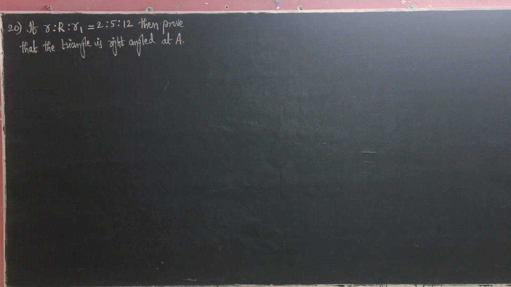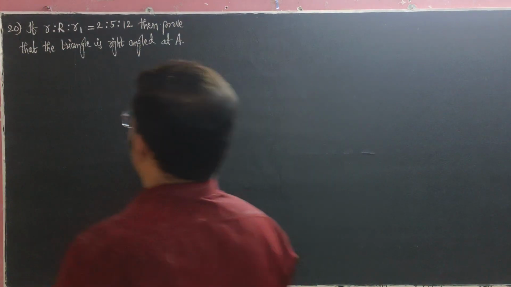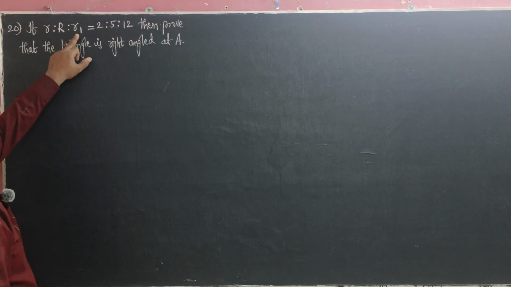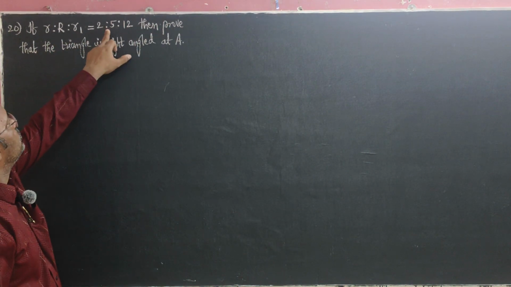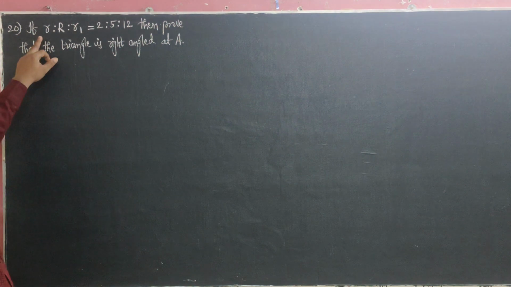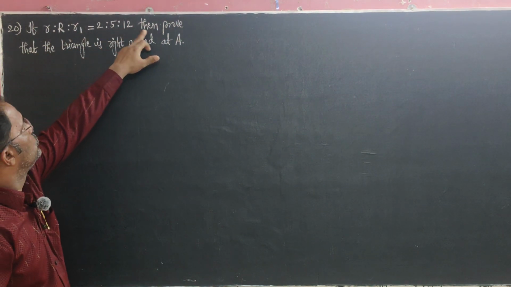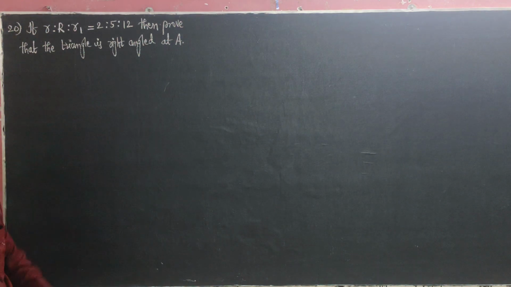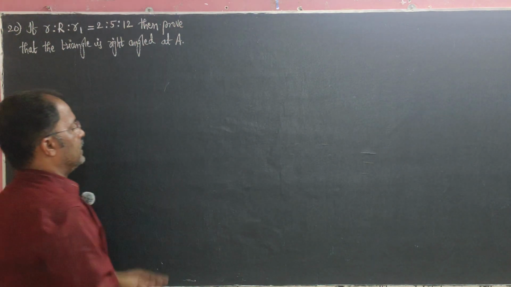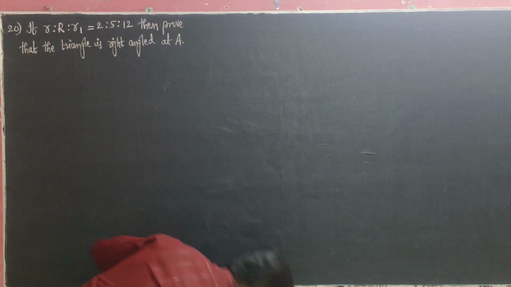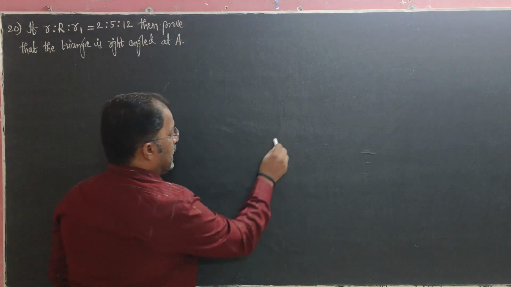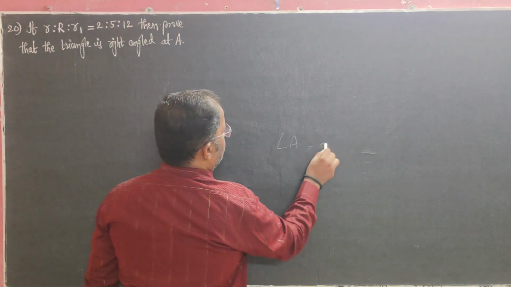Right. The next problem is: if small r, capital R, r1 are in the ratio 2:5:12, then prove that the triangle is right angled at A. Right angled at A means we have to show that angle A equals 90 degrees.